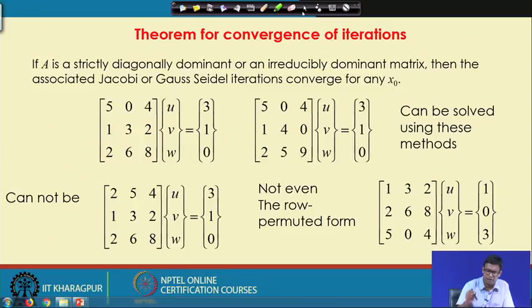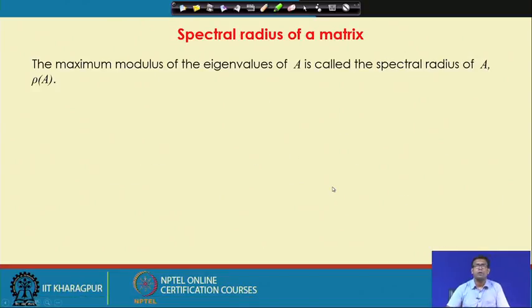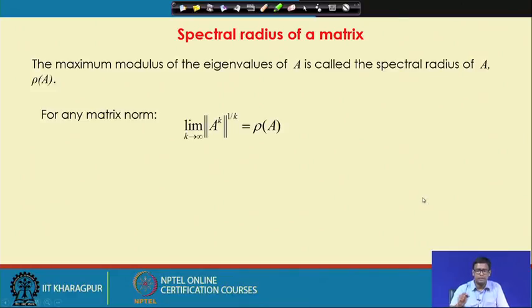Here comes another important definition: the maximum modulus of eigenvalues of A is called the spectral radius of A, or rho(A), and this is given, for any matrix norm, and we can take 1, 2, 3 up to p or infinity matrix norm, as the norm of matrix A to the power k, to the power 1 by k, as the limit k goes to infinity. This is rho of A. This is the same as the maximum modulus of eigenvalues of A, the spectral radius.